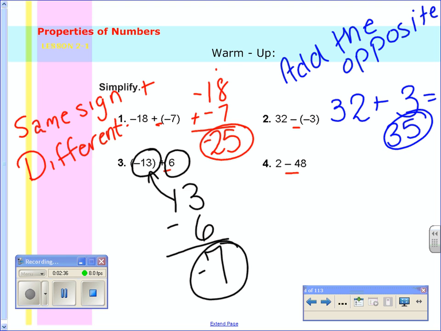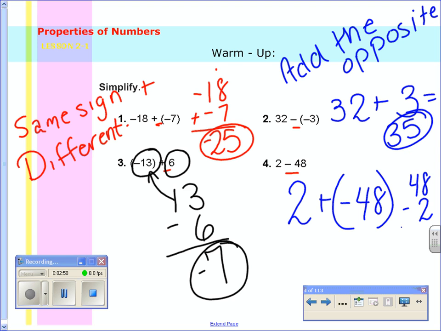Okay, do the same below. The minus turns into a plus, and 48 is now a negative 48. They're different signs, so I have to subtract them. 48 minus 2 is 46. And 48 started as a negative, so it's a negative 46. Those are what you should have had for the warm-up.